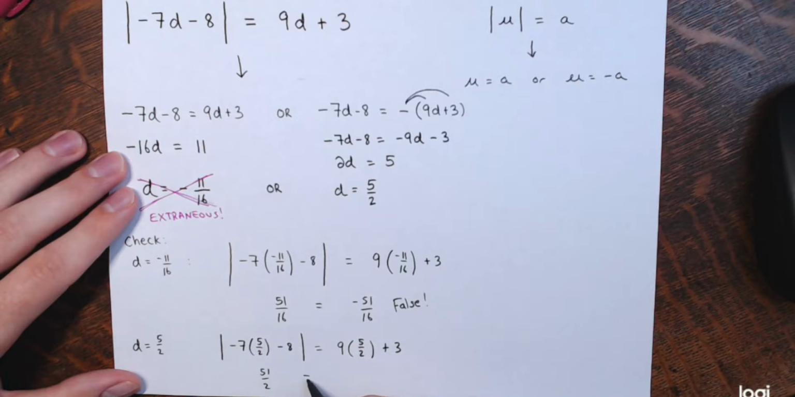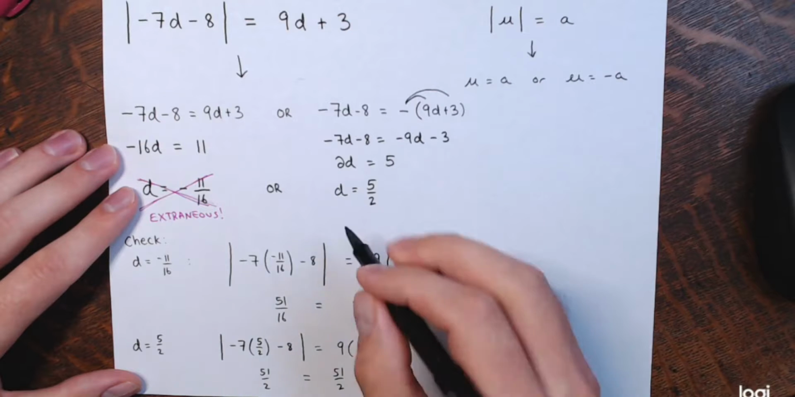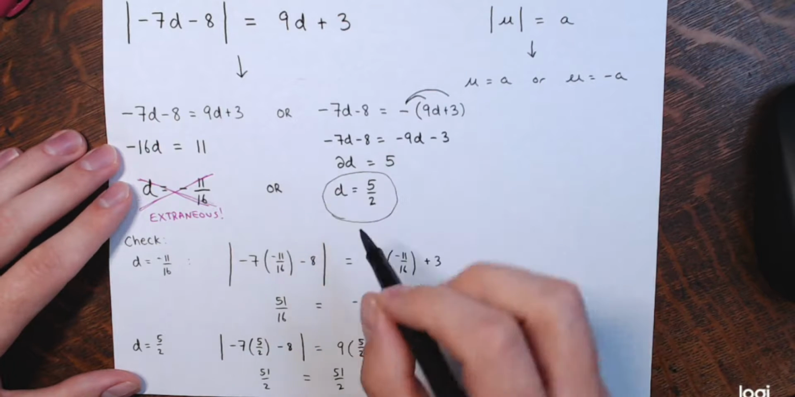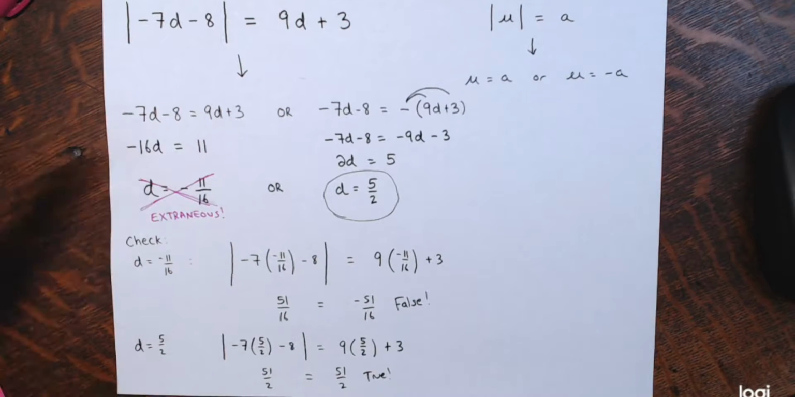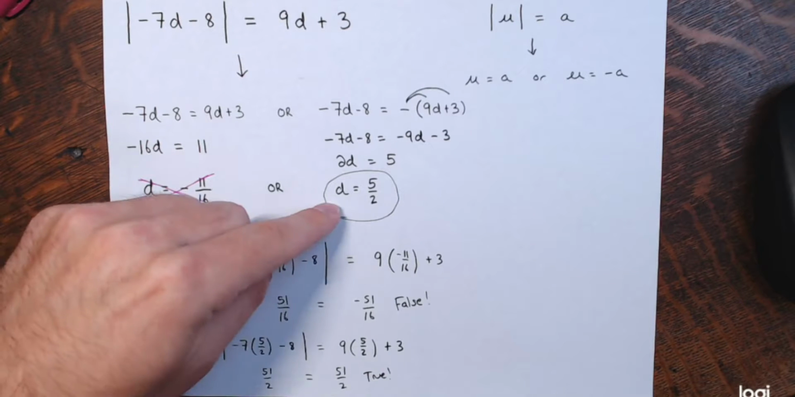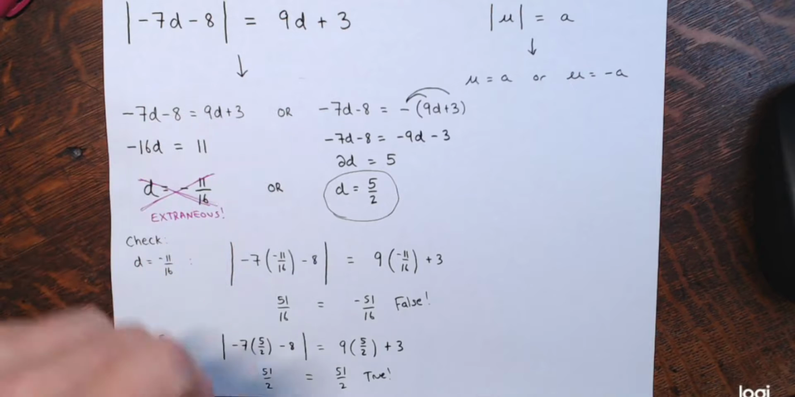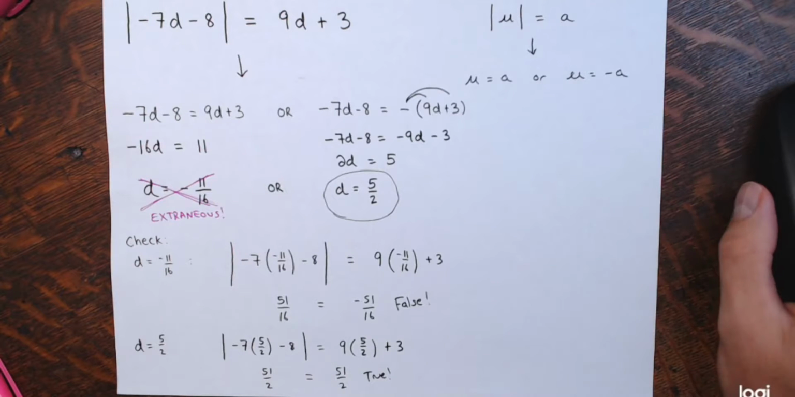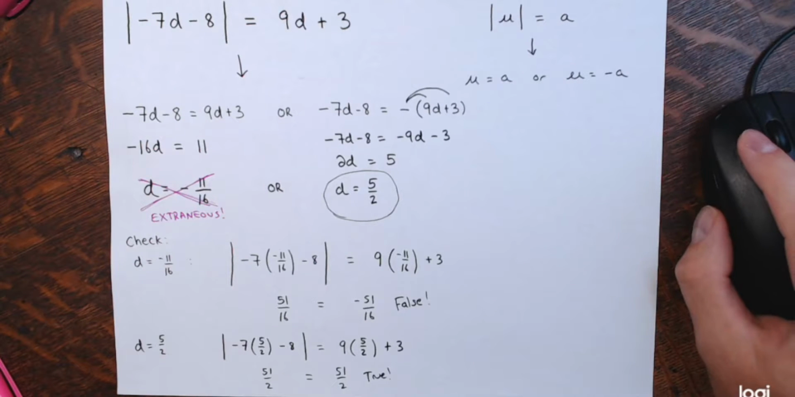So I have positive 51/2 on the left side. And then 45/2 plus 6/2, that'd be positive 51/2 on the right side. And this is true. All right, so this is okay. This is good. So one solution that I found doesn't work back in the original equation, right? They called it extraneous. The other solution was good though. 5/2 is totally fine, and that seems to be the only one. But always, always, always check back in the original equation.